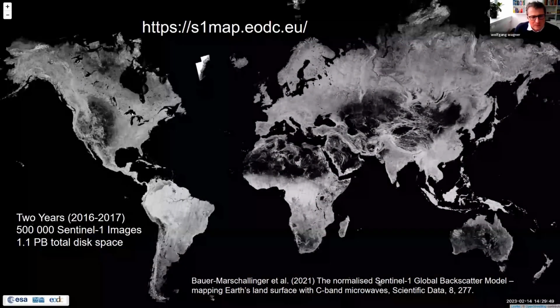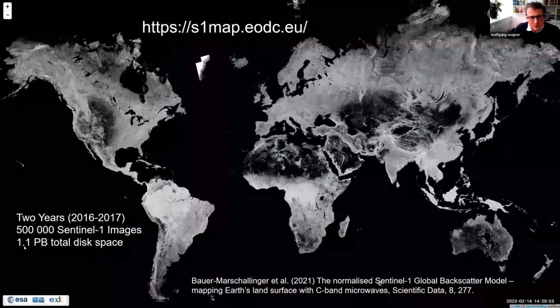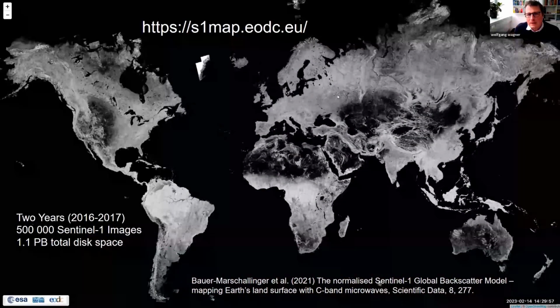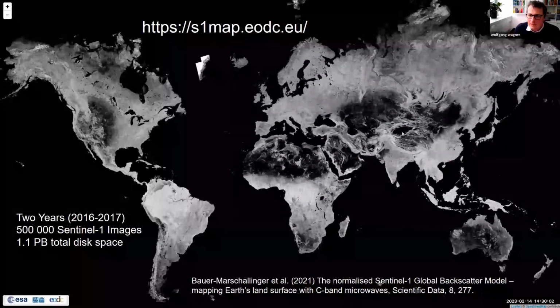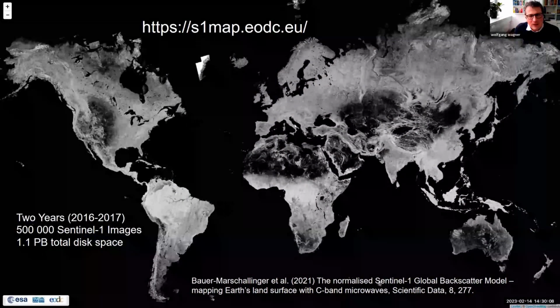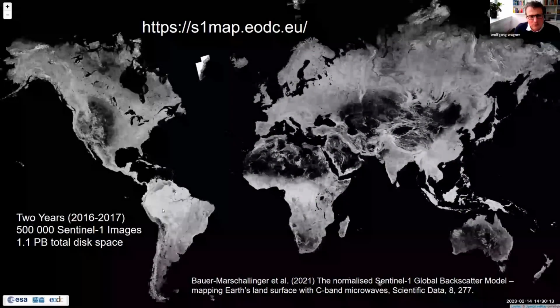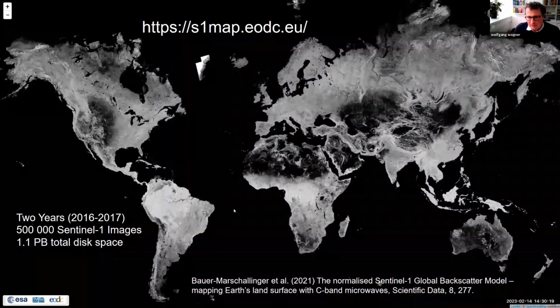For this exercise, we processed over 500,000 Sentinel-1 images. We used over a petabyte of total disk space to produce a rather clean mosaic of the world surface at a sampling of 10 meters. For most of the world surface, you hardly see any striping. Unfortunately, in those areas where coverage is not that good, like for example here in Africa and South America, you still see some striping left.